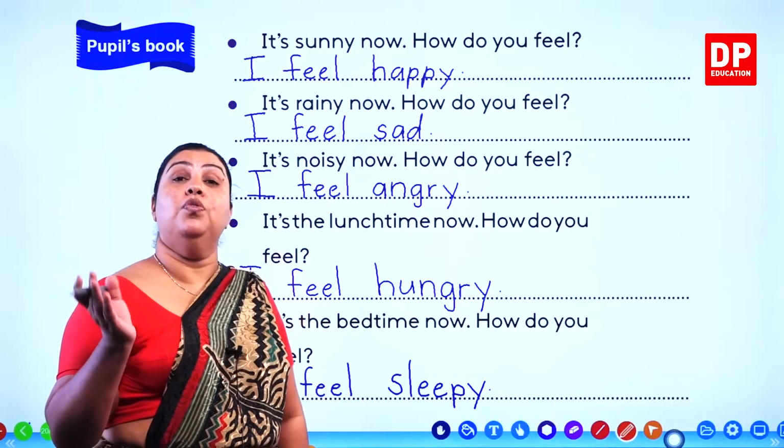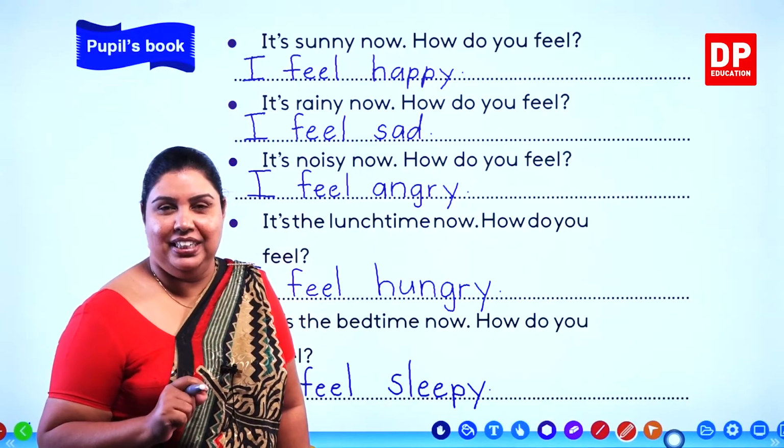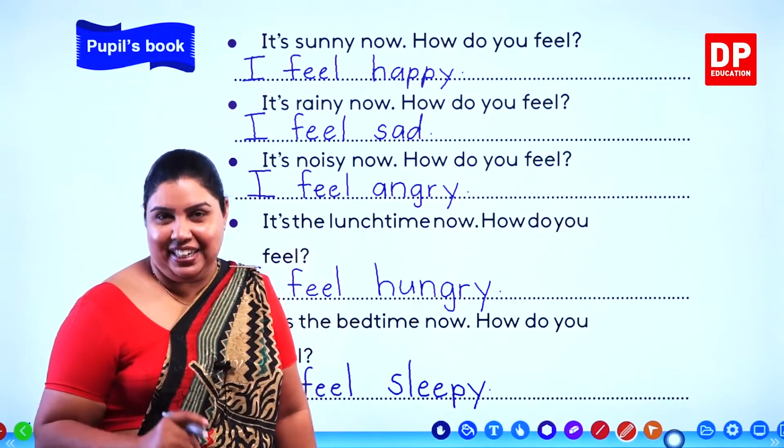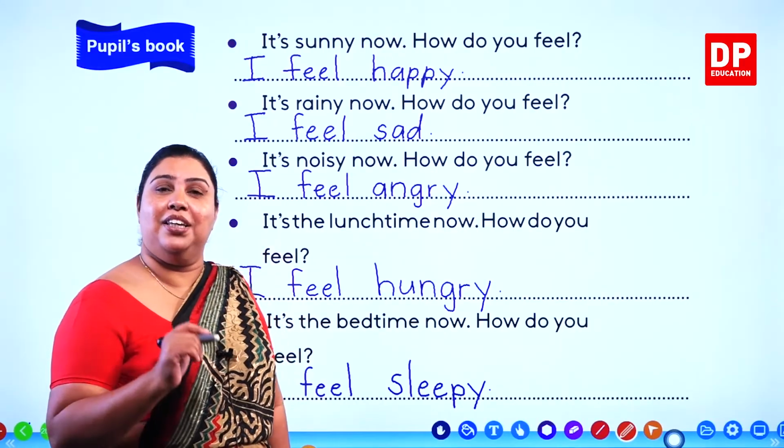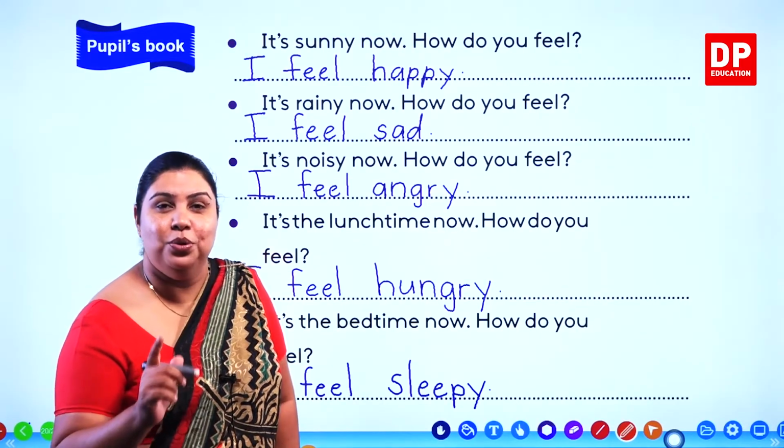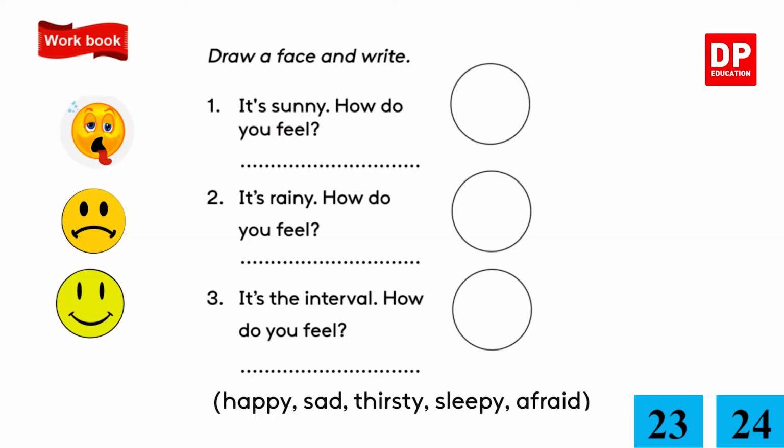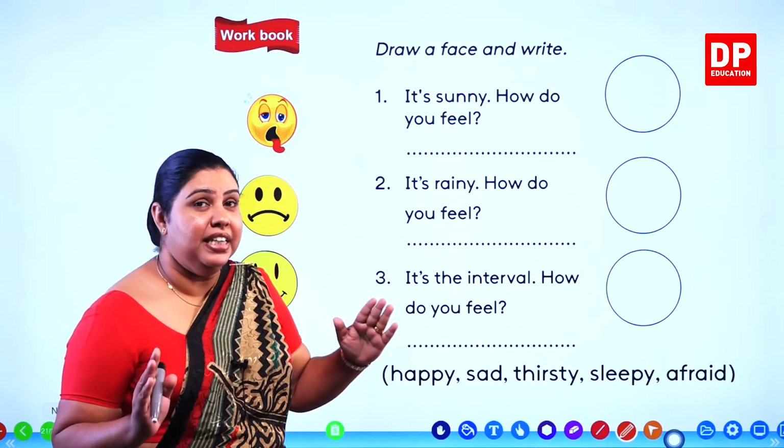Now we have to move on to our workbook activity. It's a very, very interesting activity. So now quickly take your workbook and we are going to go to this page. Right. Now it's time for us to do our workbook activity. Now this is your workbook. I hope you all can see. What do we have to do here? Draw a face and write.